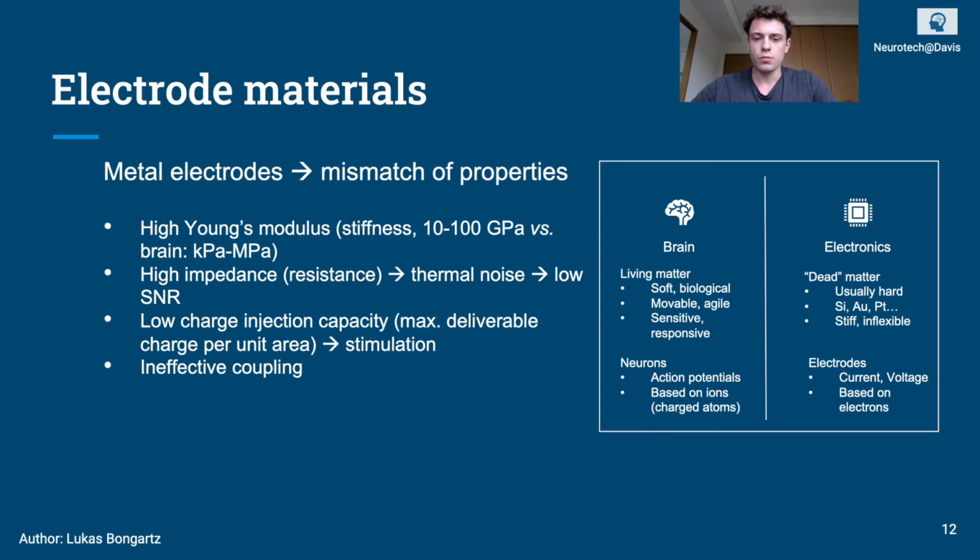For addressing this problem, one has to consider the employed electrode materials. We have previously already seen that metal electrodes result in a certain mismatch of properties. So in a more detailed view, we can say that metal electrodes have a high Young's modulus. This basically describes the stiffness of the material. So as you see, the order of magnitude is quite different between the one of the brain and old-fashioned metal electrodes. And in addition to this, we have a high impedance.